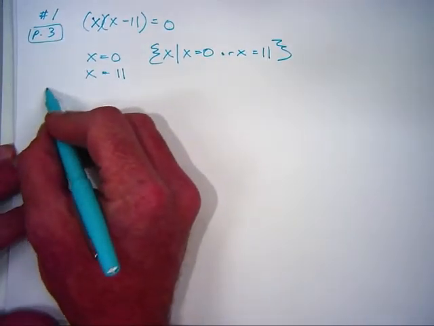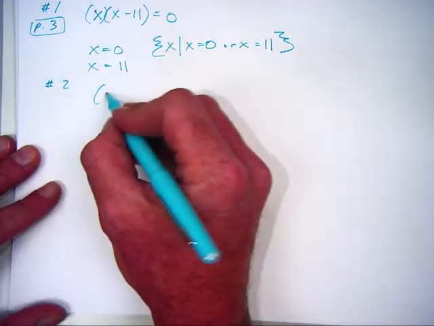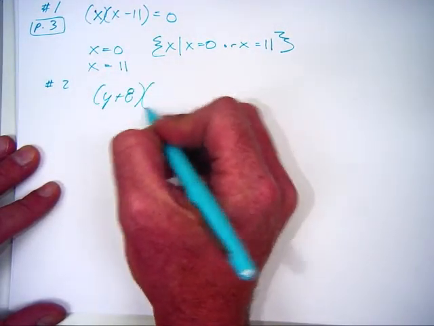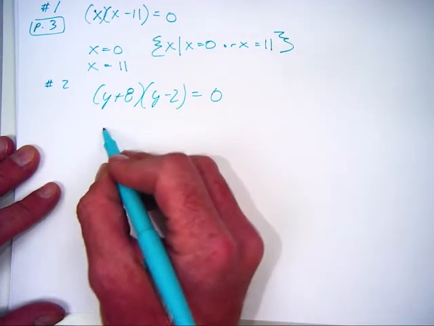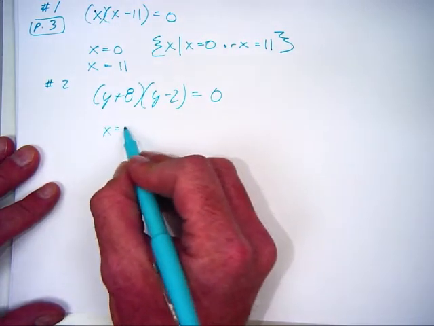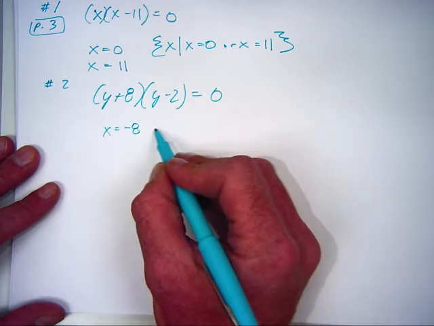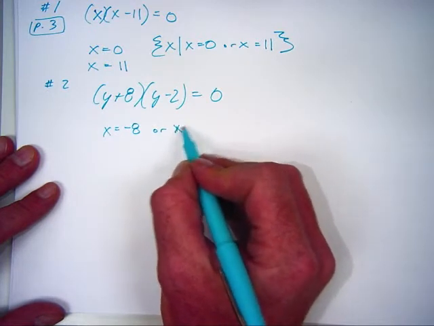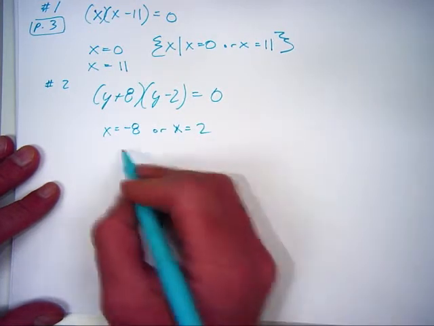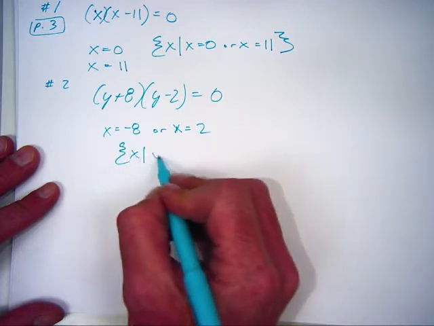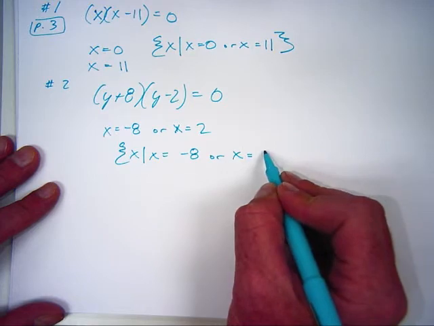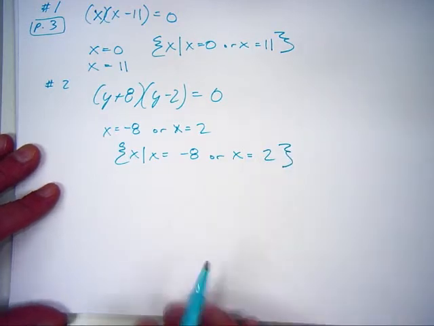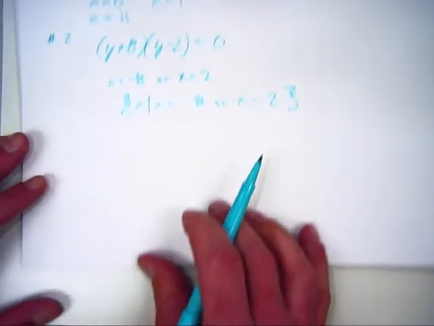Let's try number 2. That's y plus 8, y minus 2 equals 0. Looks like x is going to be negative 8, or x is going to equal positive 2. So for this one, it's x, where x equals negative 8, or x equals positive 2. That's number 2. There shouldn't be any problem.